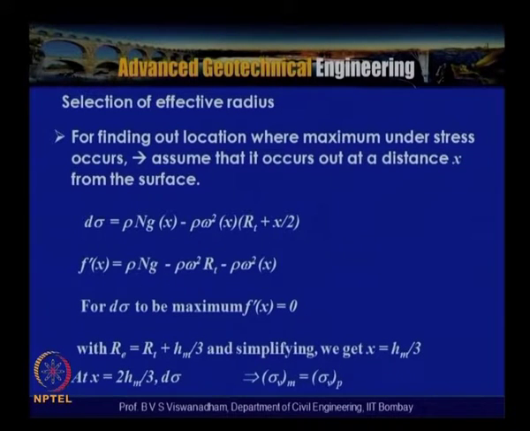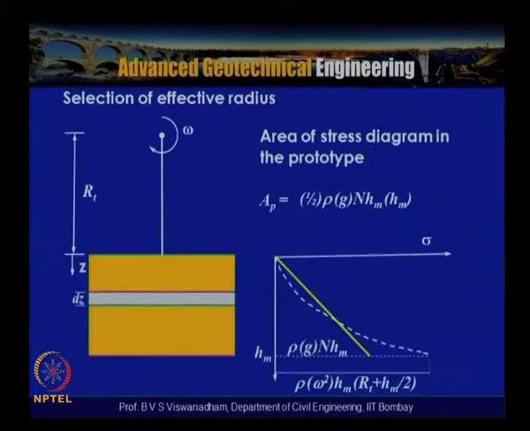Then for finding the location where the maximum under stress occurs, assume that it occurs at a distance x from the surface. That means we are assuming a distance x below the surface. The notation is different here, just to express it as a function of x, written in terms of the vertical distance x.